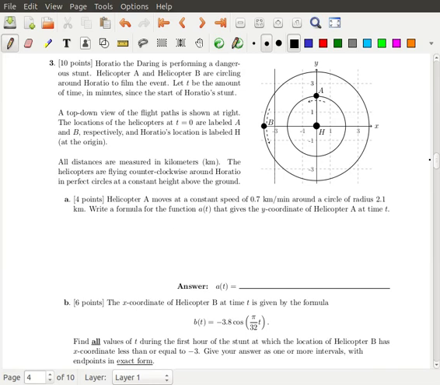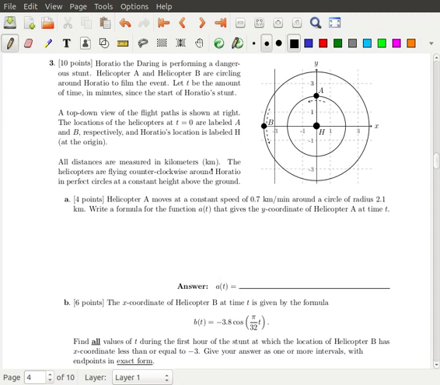All right, let's move on to problem 3. Horatio the Daring is performing a dangerous stunt. Helicopter A and B are circling around Horatio to film the event. So it's showing us in this picture. Looks like that's one of the helicopters. This is another helicopter. They've got these arrows. Let T be the amount of time in minutes since the start of Horatio's stunt. A top-down view of the flight path is shown at the right. The locations at T equals 0 are labeled A and B. We see those.